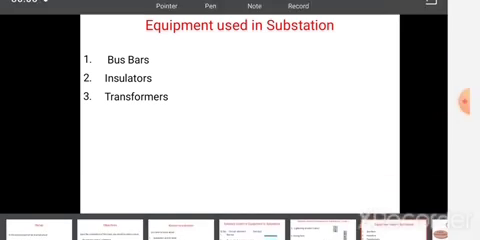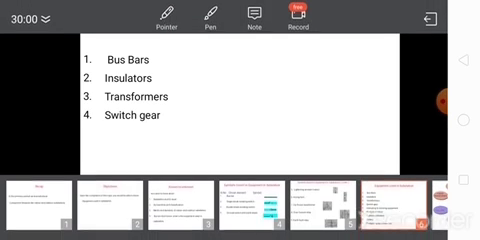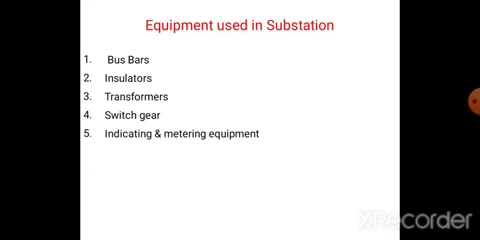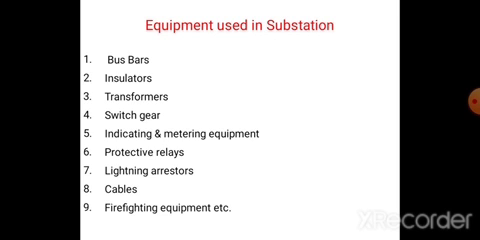Now we have to study the equipment used in a substation: bus bars, insulators, transformers, switchgear, indicating and metering equipment, protective relays, lightning arresters, cables and firefighting equipment. So these are the different equipment used in a substation.